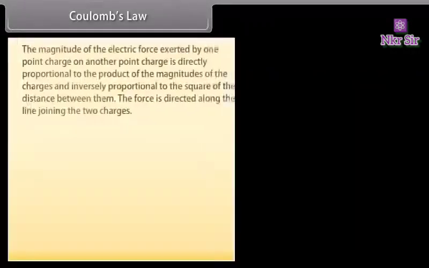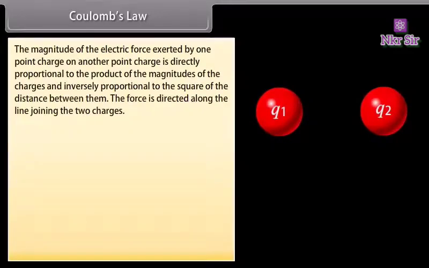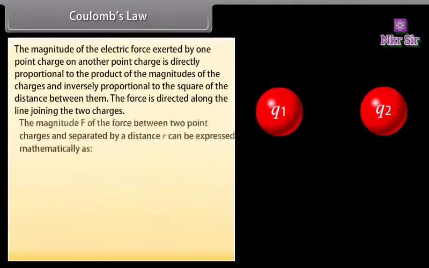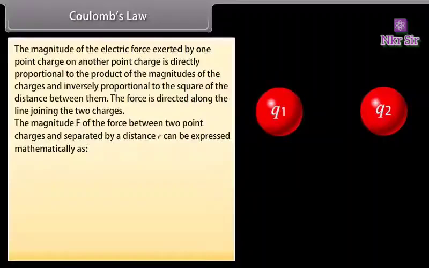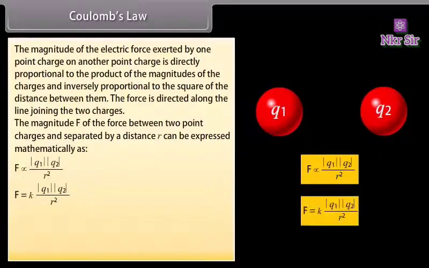Coulomb's law. The magnitude of the electric force exerted by one point charge on another point charge is directly proportional to the product of the magnitudes of the charges and inversely proportional to the square of the distance between them. The force is directed along the line joining the two charges. The magnitude F of the force between two point charges Q1 and Q2 separated by a distance r can be expressed mathematically as F = k |Q1||Q2| / r². Here, k is a constant of proportionality.